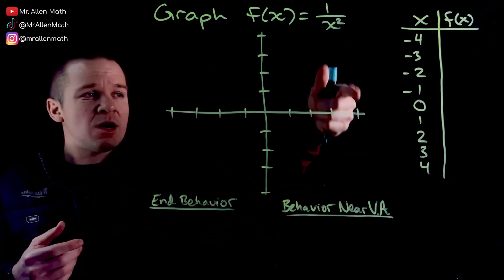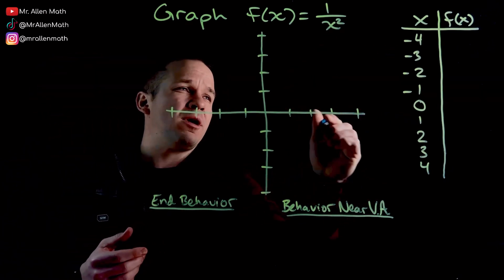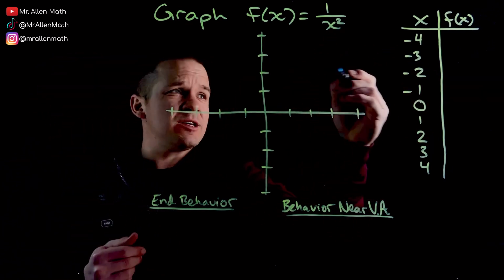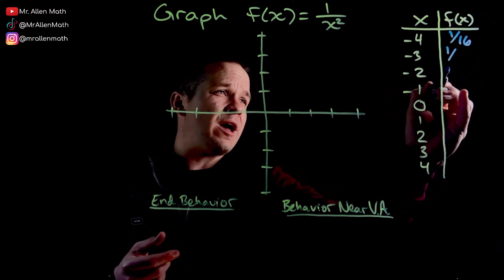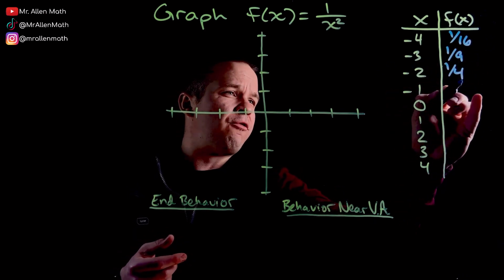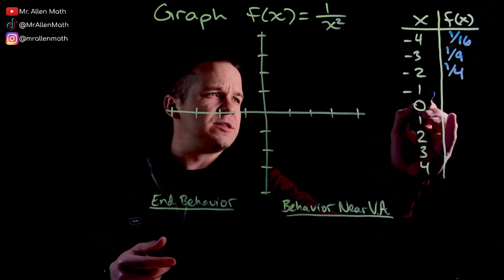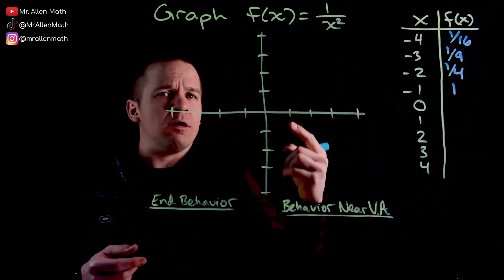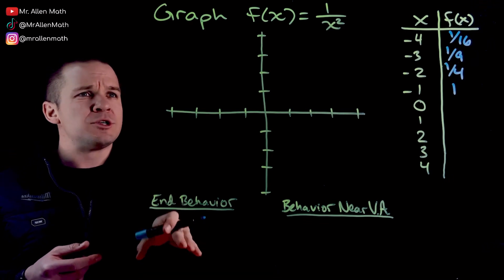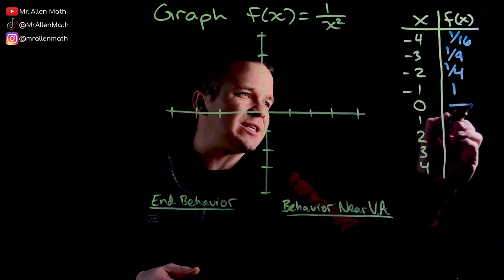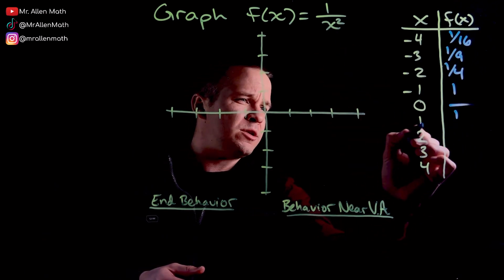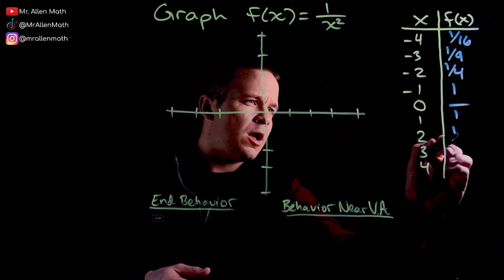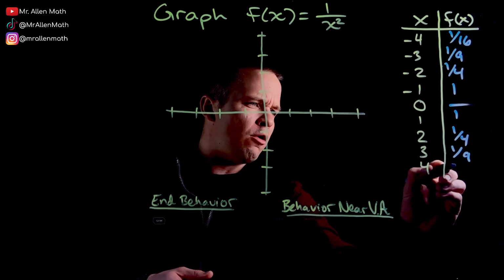Let's see here. If I start with some numbers, we got -4 plugged in. That's 16 when I square it, so we're going to have 1 over 16, and then 1 over 9, 1 over 4, and -1 squared is 1, so we're going to have just 1. 0 squared is 0, right? So I'm going to have 1 over 0. That same thing happens there where that's going to be undefined. And then if I plug in 1, I get 1, 2, I'm going to get 1 over 4, and then I have 1 over 9 and 1 over 16.